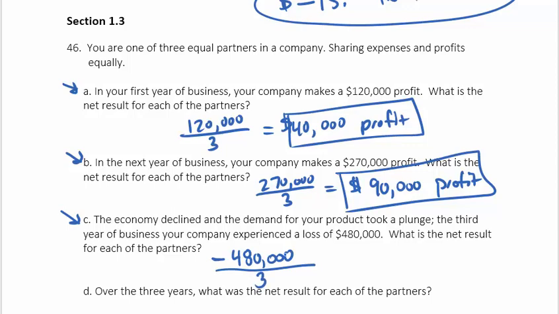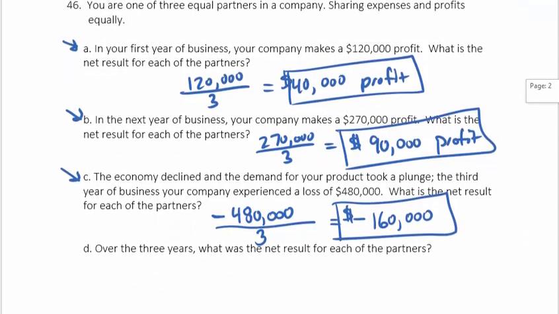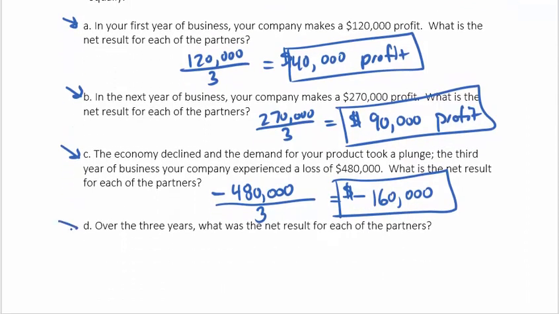Again, we're dividing it by 3 because there's 3 people in the partnership here, and if we do that, that's negative $160,000. Ouch. Not a good year for me, or whoever this is in the partnership here. So negative $160,000. Let's go down and look at question D now.